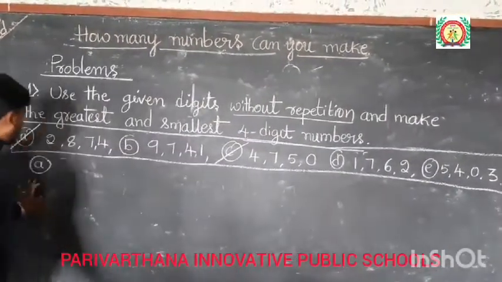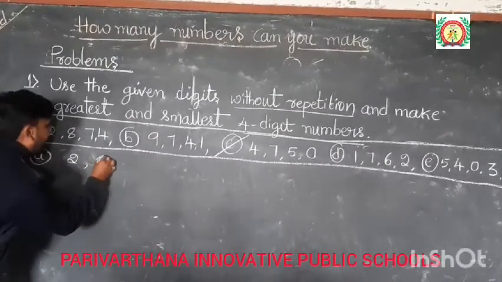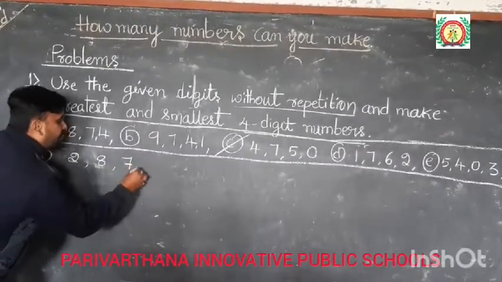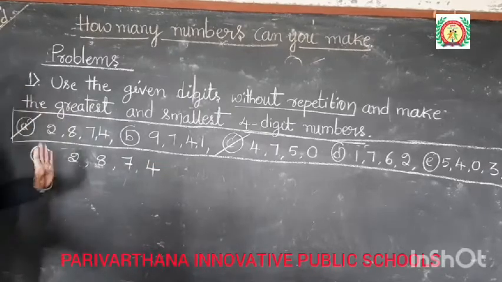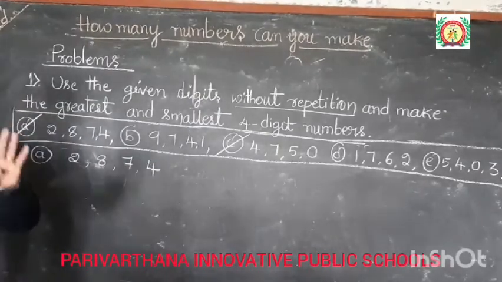Clear? First one, what are the digits in the first one? 2, 8, 7, 4. Total 4 digits. Correct? Total 4 digits.